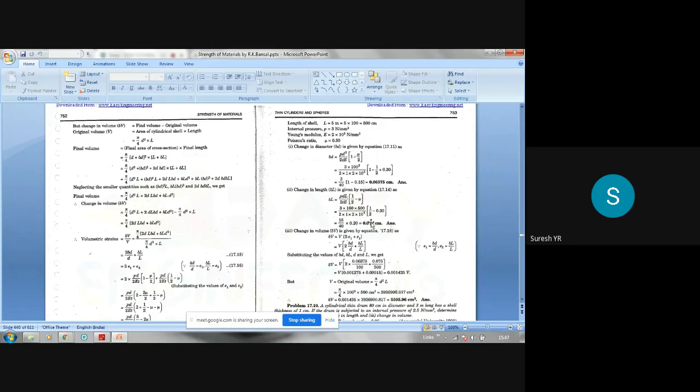You can make a note of that. So just make a note of this answer. Then later on you can substitute and check. So 0.75 mm you are going to get. That is change in length. Then change in volume, delta V.